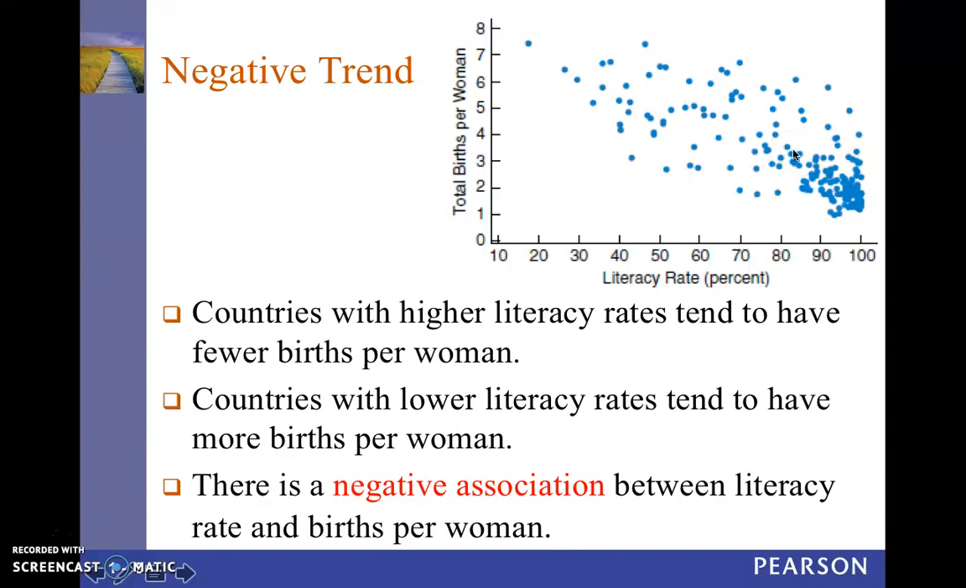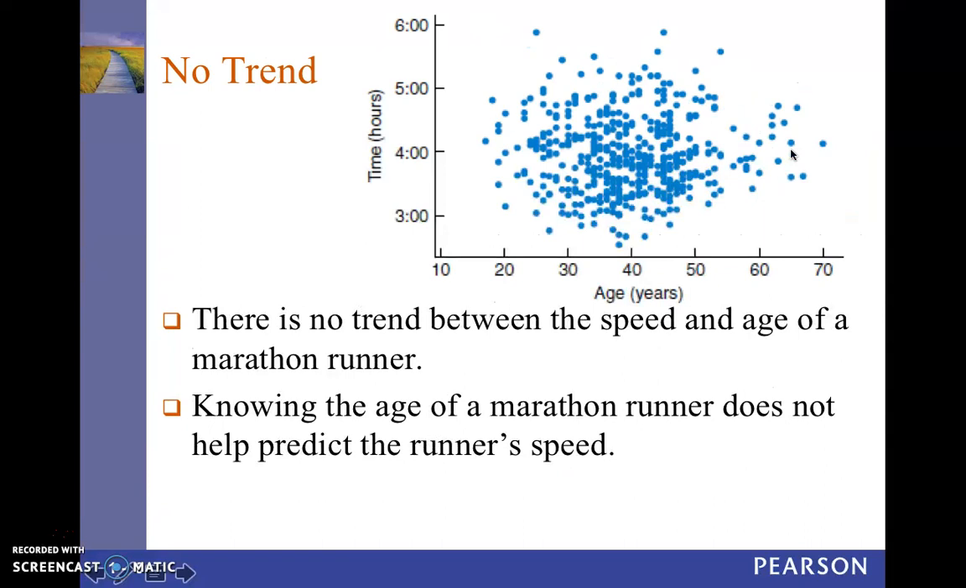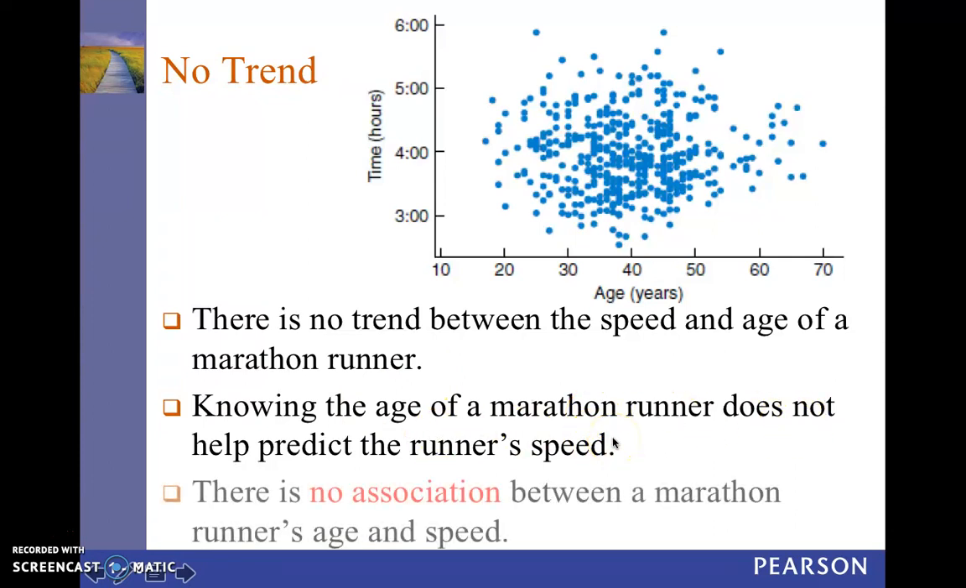Okay, let's look at an example of where there's really no trend. Here we have the age of marathon runners on the x-axis, and on the y-axis we have the times of the marathon. You can see it just looks like sort of a blob. So there's virtually no trend between the speed and the age of the marathon runner. Therefore, knowing the age of a marathon runner does not help predict the runner's speed in any way. So in that case, we'd say there's no association between a marathon runner's age and their speed.